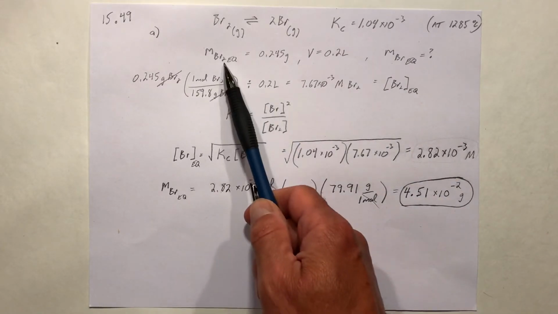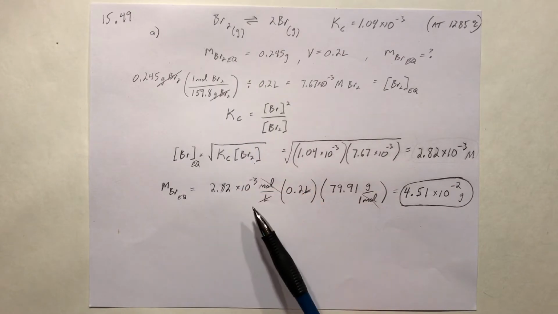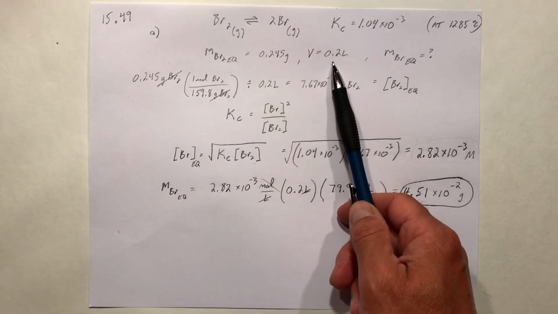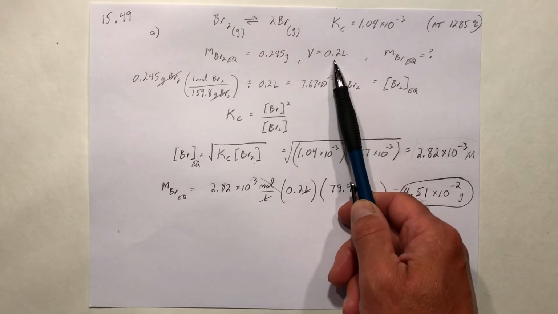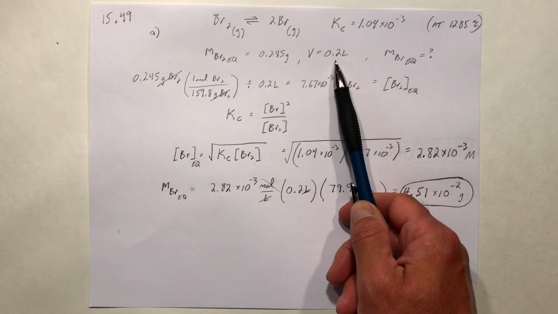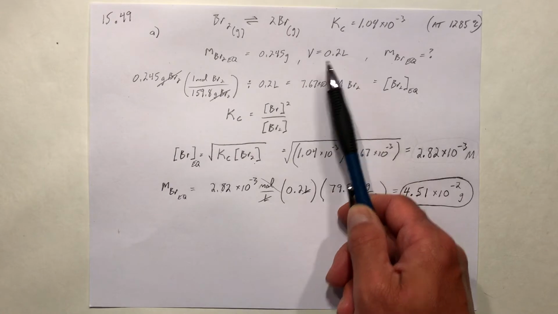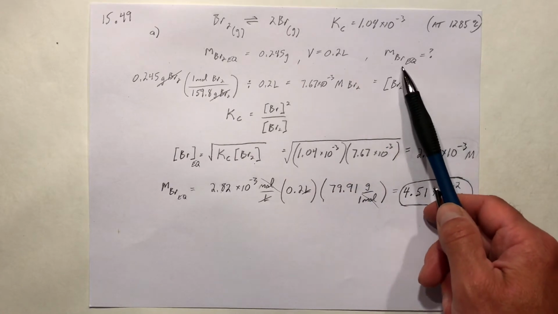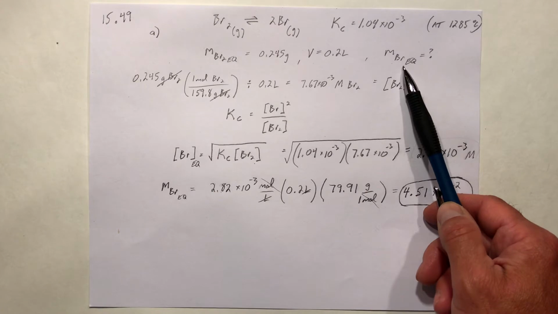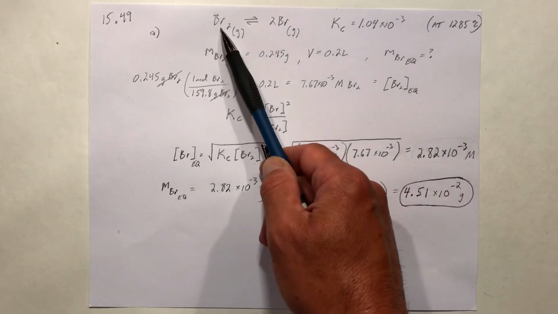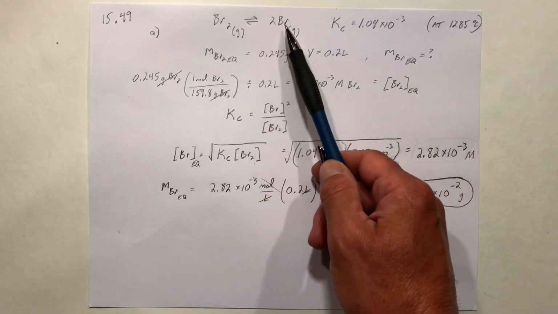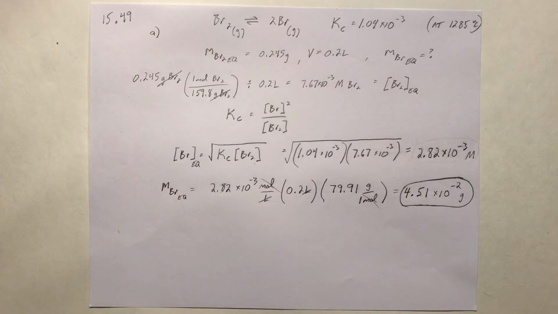We're also given the mass of Br2 at equilibrium and the volume of the container. Now it's important to note that the volume of the container will be equal to the volume of any gas that's in the container, because every gas, whether it's in a mixture or by itself, will occupy the entire container and take up the volume of the container. What we are charged to do here is solve for the mass of Br at equilibrium. So we know the mass of this chemical at equilibrium. We want to find the mass of this chemical at equilibrium.